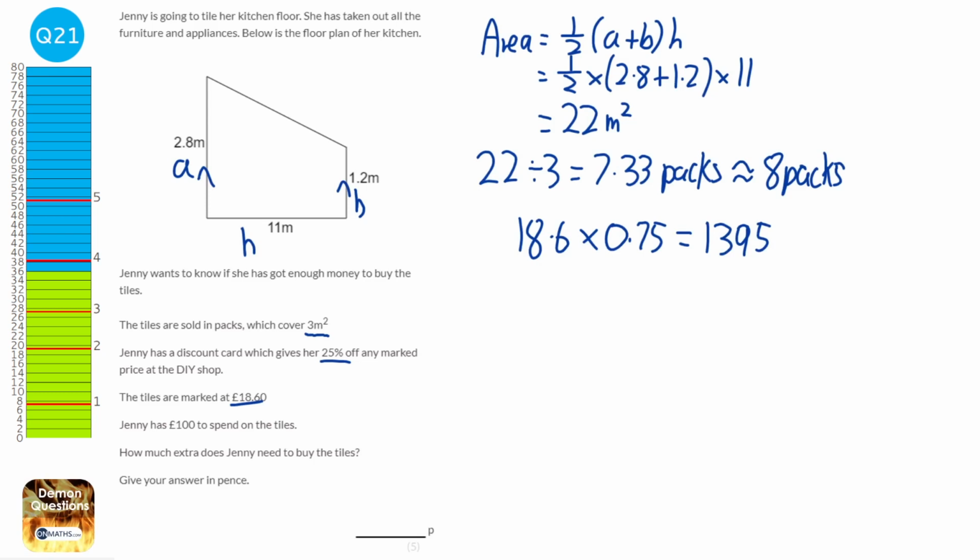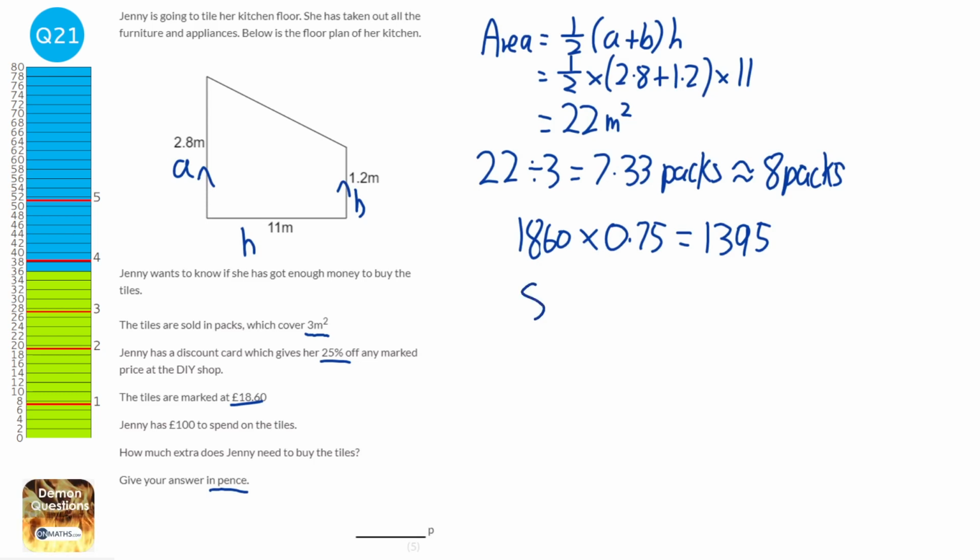Now I've done this in pence and I've kind of muddled it together here, so really let's just go back because I've kind of done this in pence. So that would be 1,860 times 0.75, and so each pack will cost 1,395, and the reason we're doing this in pence is the answer needs to be given in pence, so I might as well just make that conversion now.